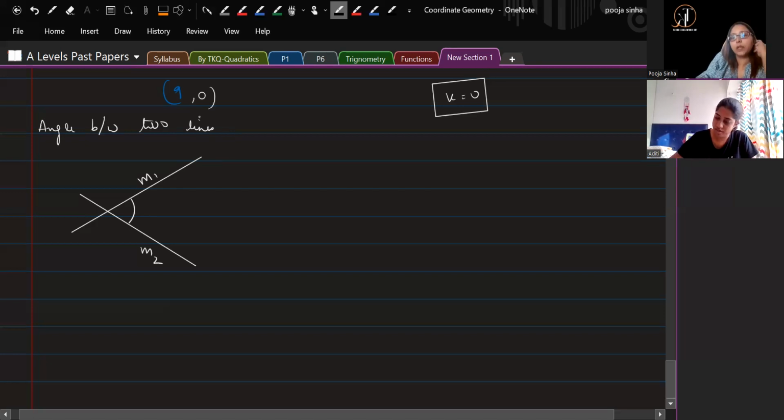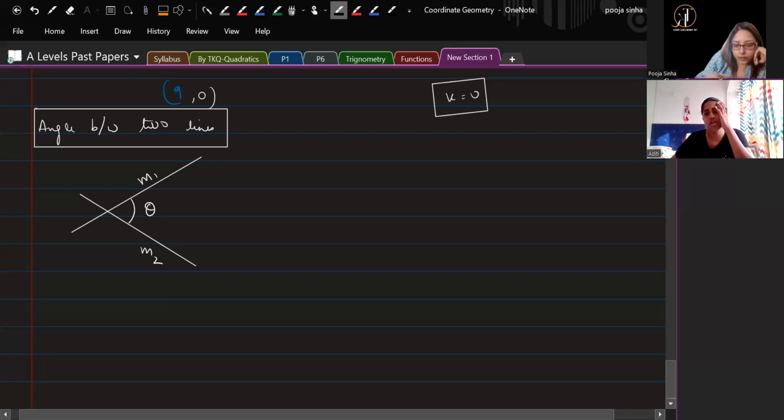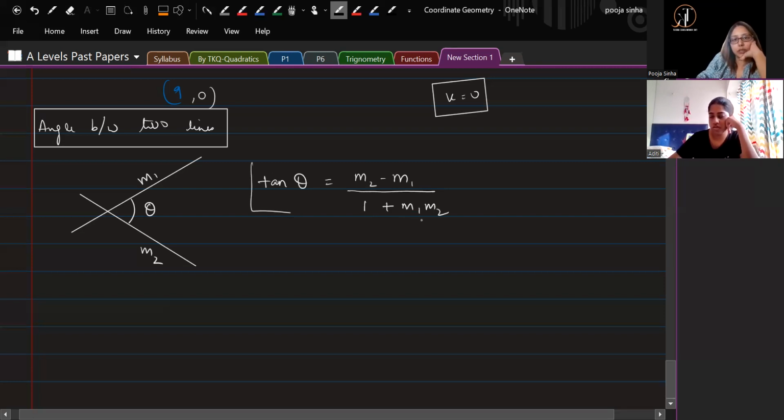Okay. For this, we will have one more formula. The question will ask you to find theta. And the formula for this would be tan theta is equal to slope of one line minus slope of the second line upon 1 plus m1 into m2. This is something to memorize.